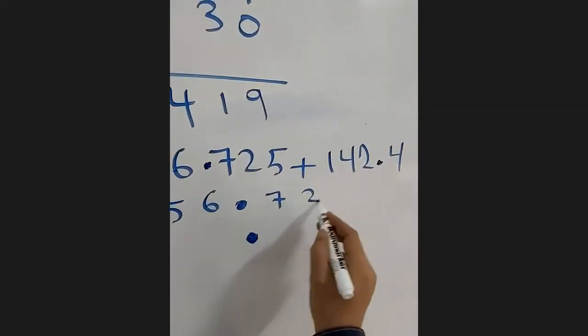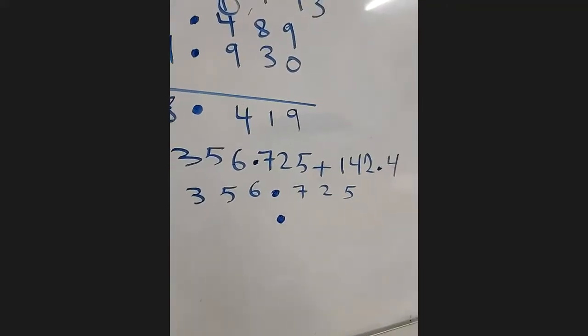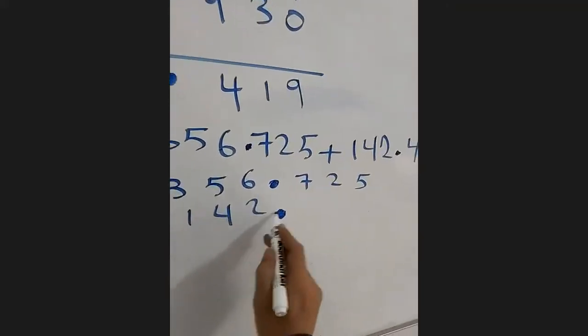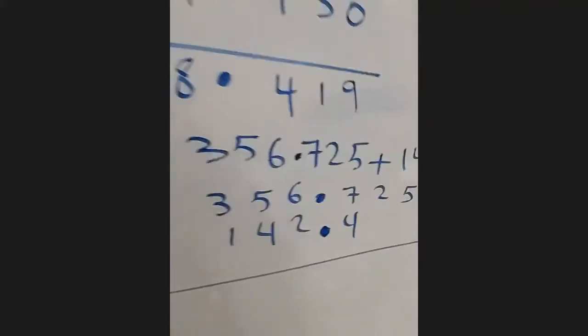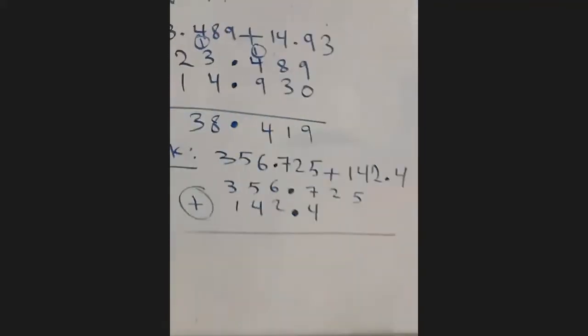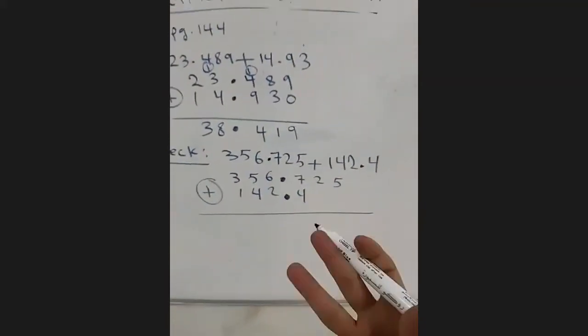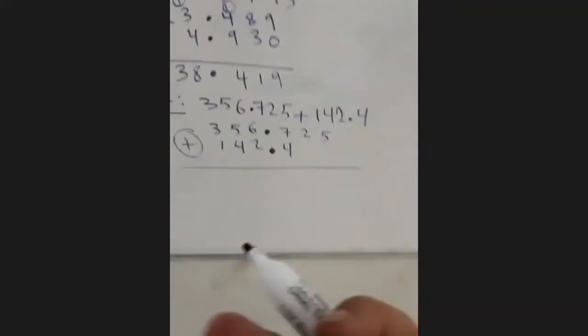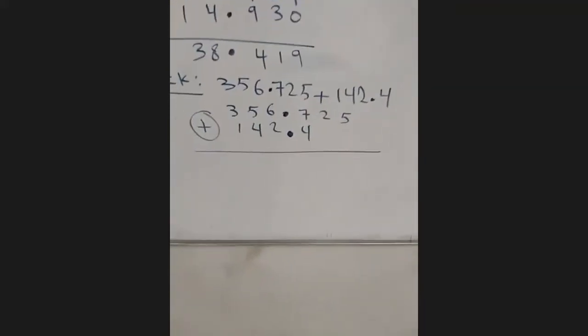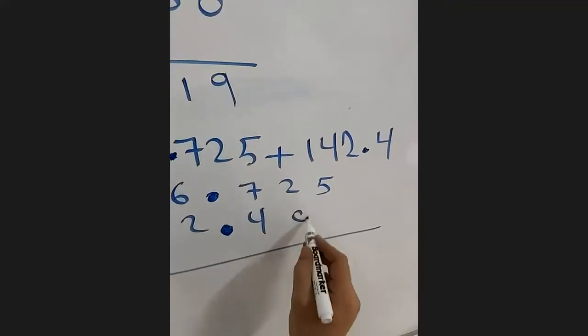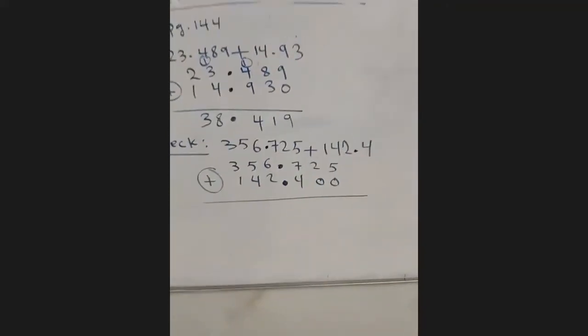356.725 and 142.4. Add 2 zeros, and make spaces, guys, to make it clear for you. Do not make it so close. Now here we have 2 empty spaces. We fill them with what, Yusuf? Zeros. Yeah.